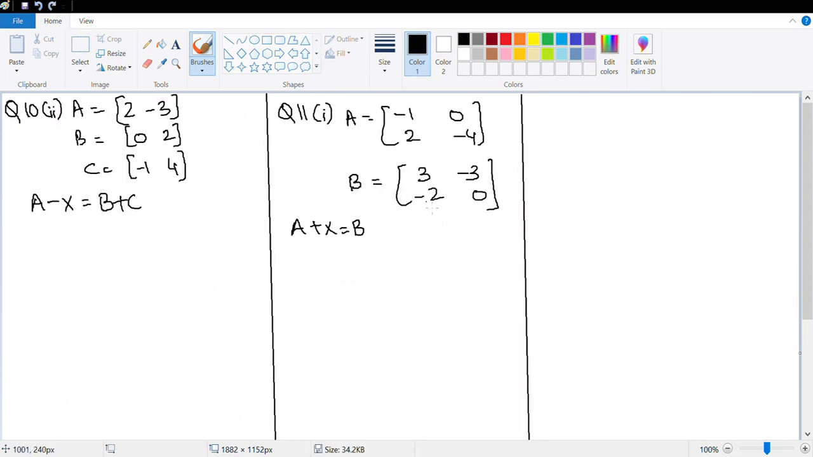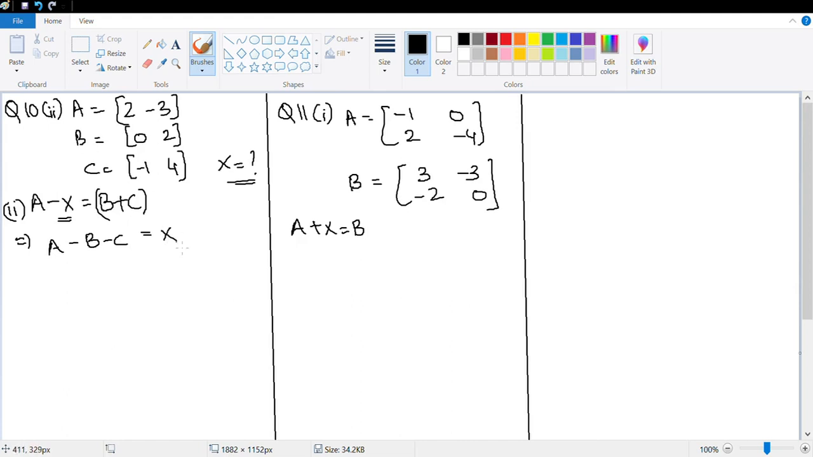The next one that we do is question number 10, part 2. It says A is given as 2, negative 3, B is 0, 2, C is negative 1, 4. Find matrix X. So we need to find the matrix X for both examples. So we are doing part 2, which is A minus X is equal to B plus C. So I need to find X. So let me put X on one side. So it will become A minus B minus C. I take both of these on the other side. This becomes equal to X.